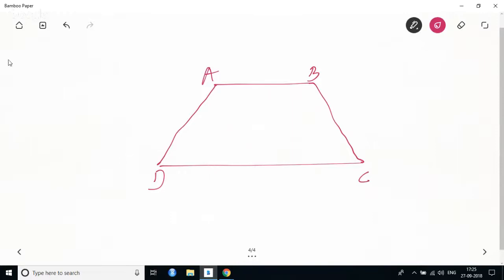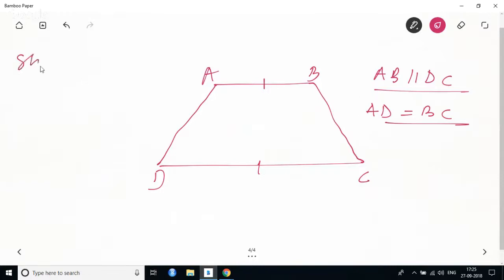Now what is in a trapezium? AB would be parallel to DC. So AB is parallel to DC. Now AD is equal to BC. It has been given to me. And I have to show that angle A is equal to angle B. Best way to show that, this is the same question.